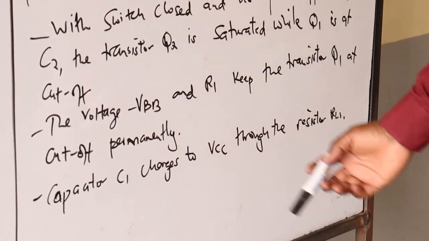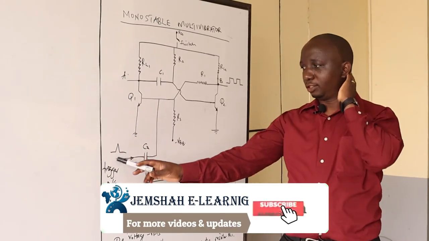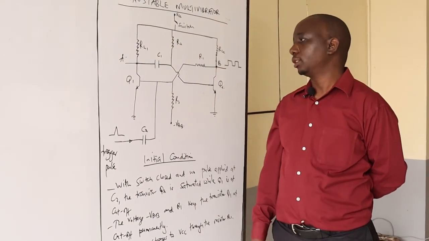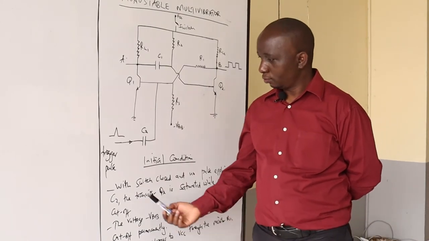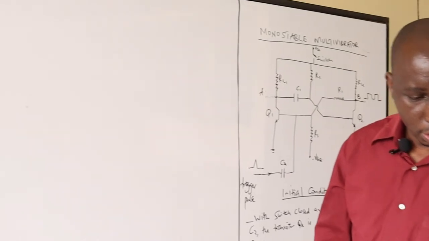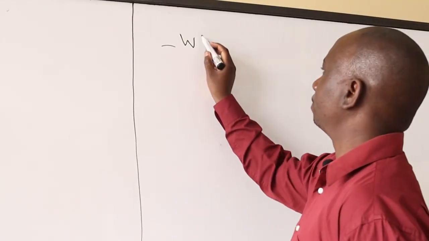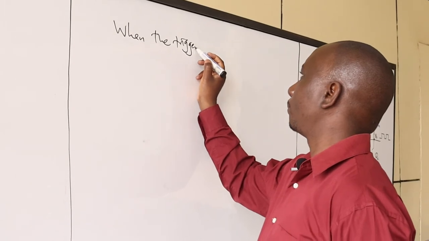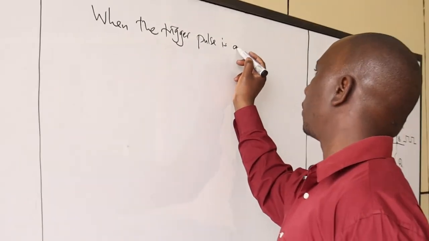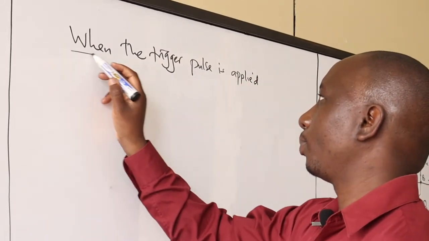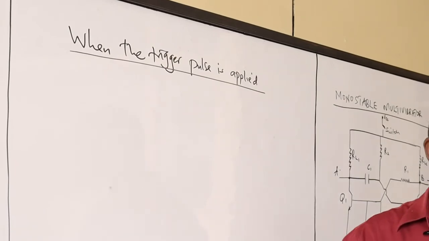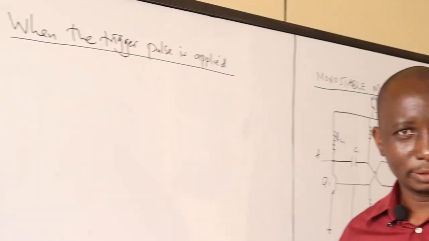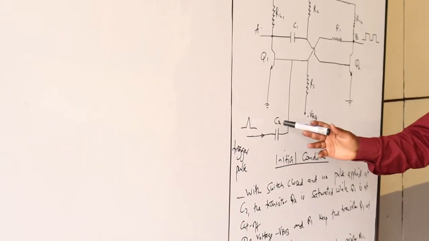So we're going to study this when we now apply the pulse. What do we expect when this pulse is present? It's very key that you understand what changes we expect and how the circuit is going to behave when the trigger pulse is applied. So we are going to explain this before we put down something, looking at this diagram that we have here.